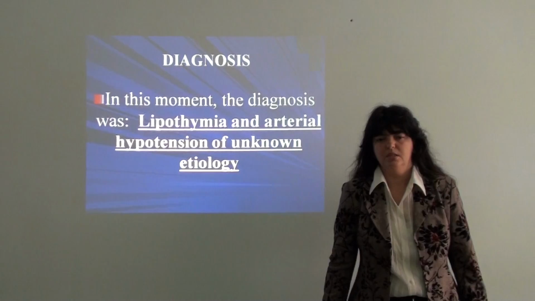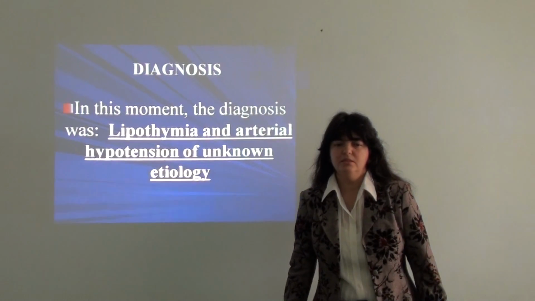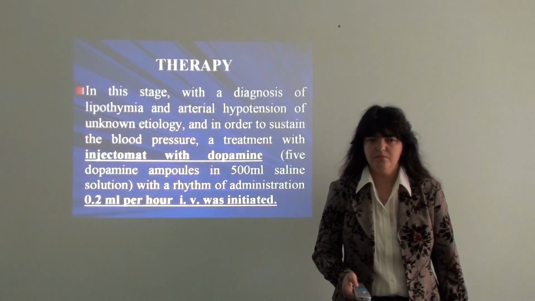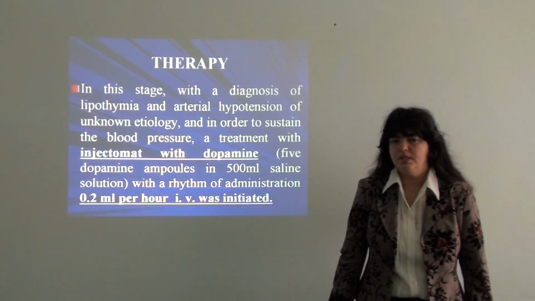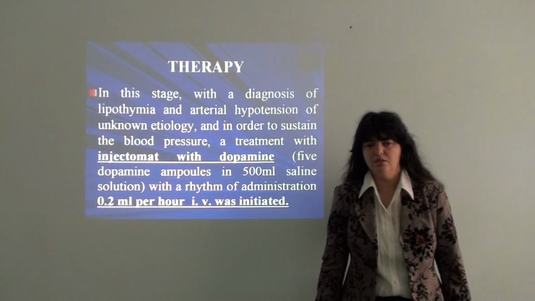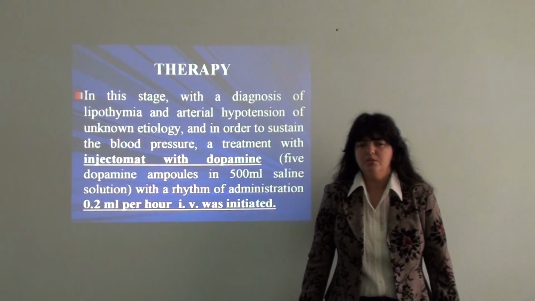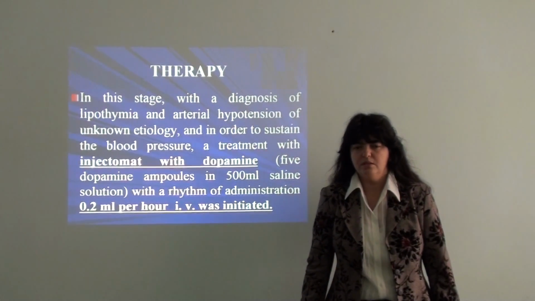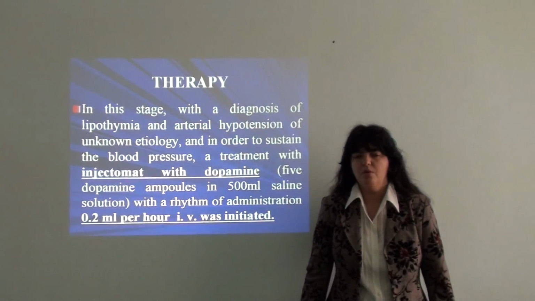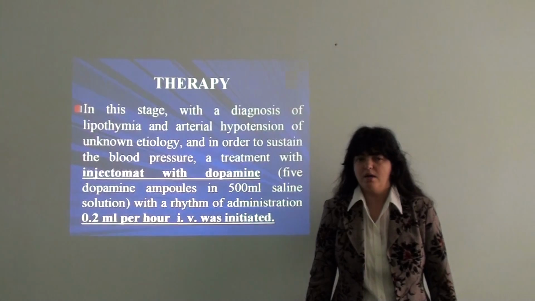At this moment, the diagnosis was lipopenia and arterial hypotension of unknown etiology. At this stage, and in order to sustain the blood pressure, a treatment with injectomate with dopamine, 5 dopamine ampoules in 500 ml saline solution with a rate of administration of 0.2 ml per hour intravenous, was initiated.